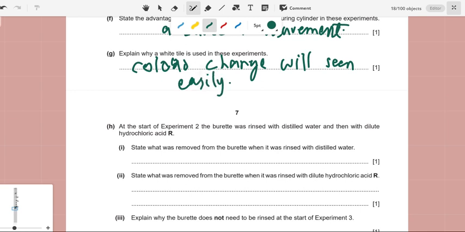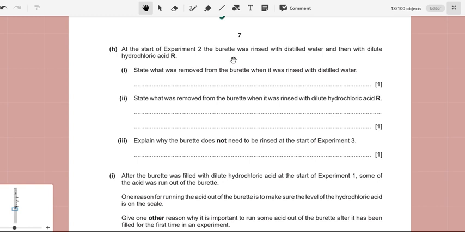Okay, next question, at the start of the experiment the burette was rinsed with distilled water and then it was diluted with the hydrochloric acid. State what was removed from the burette when it was rinsed with the distilled water. So you know that here, because we are going to start the second experiment, we need to remove Q. Okay, like the previous HCl.